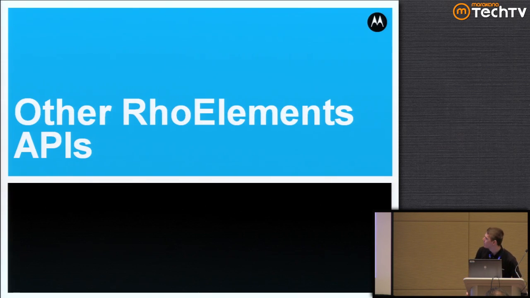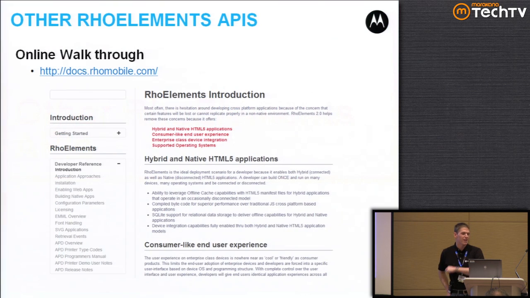Excellent. Okay, so other RhoElements APIs. You've seen scanning. You've probably seen scanning to death because that's what we always use as the example. It's what I know Rob was using yesterday in his presentation. Whenever you talk to anyone at Motorola, they'll always pull out scanning because we call it our bread and butter on the team. That's why we're here, because we're selling scanners and software now.